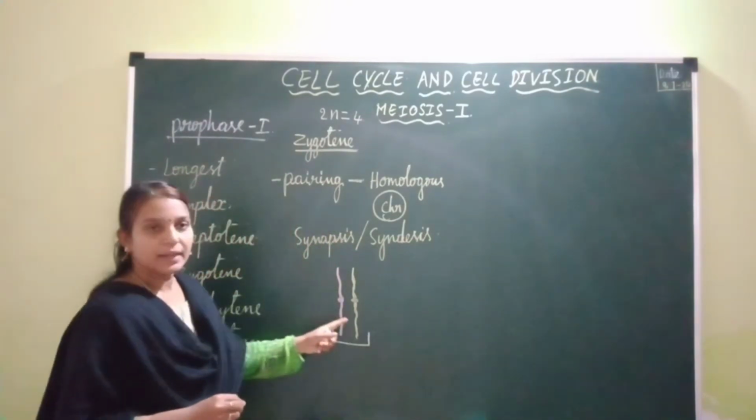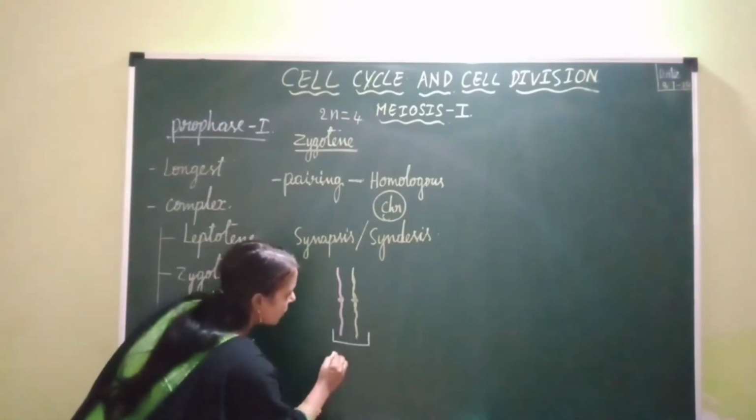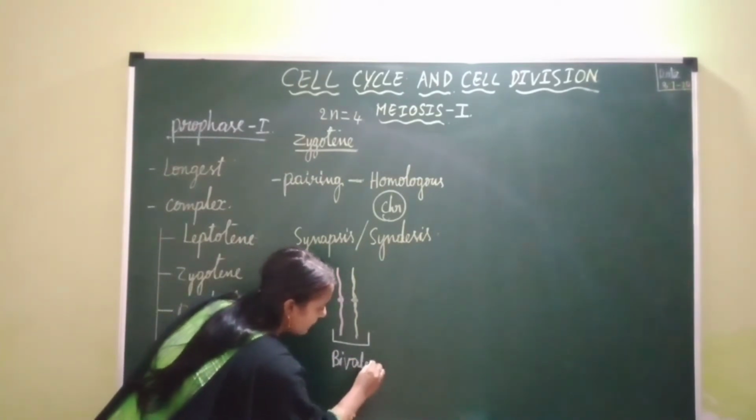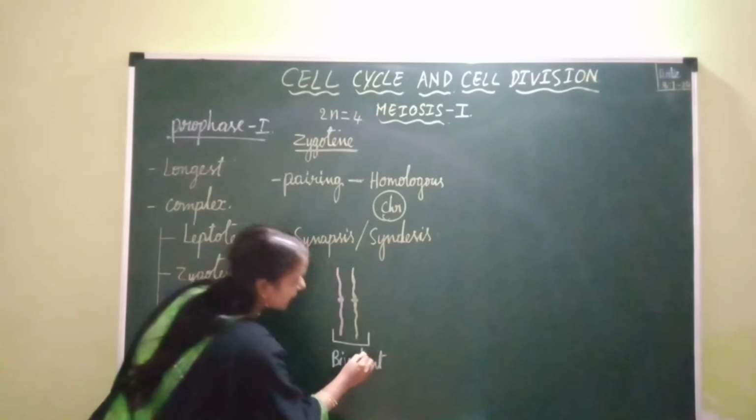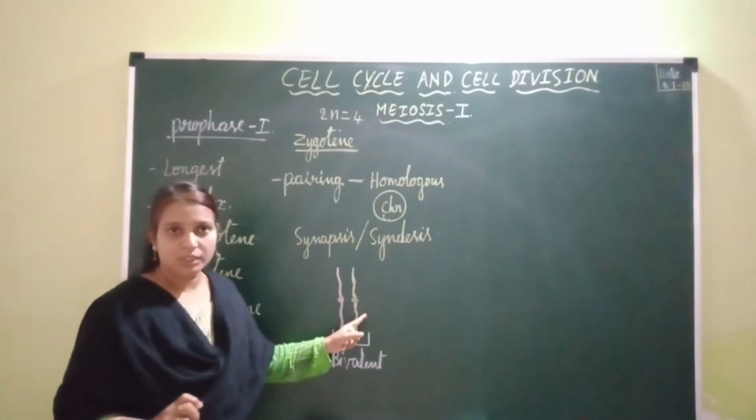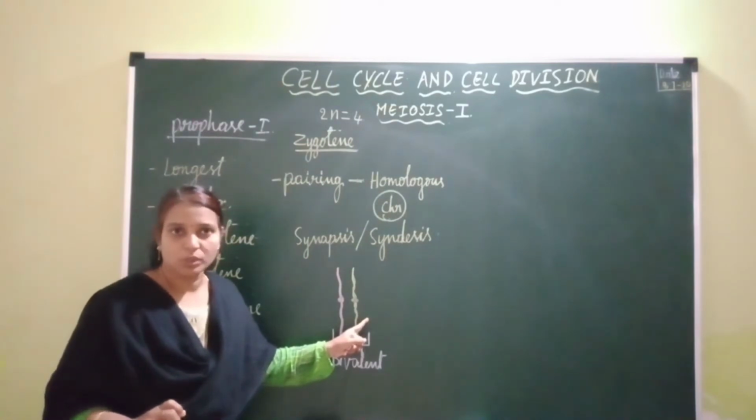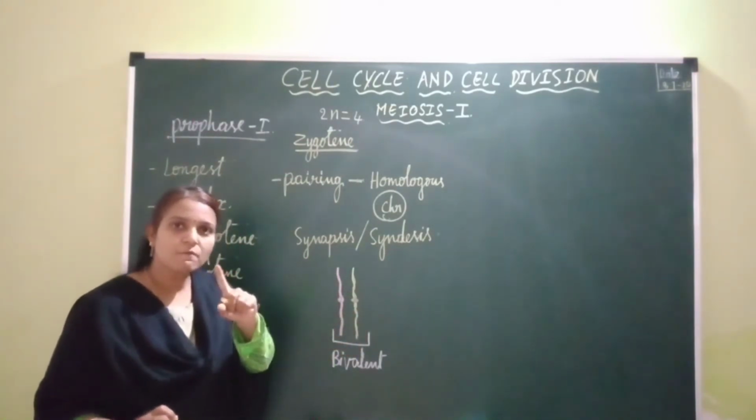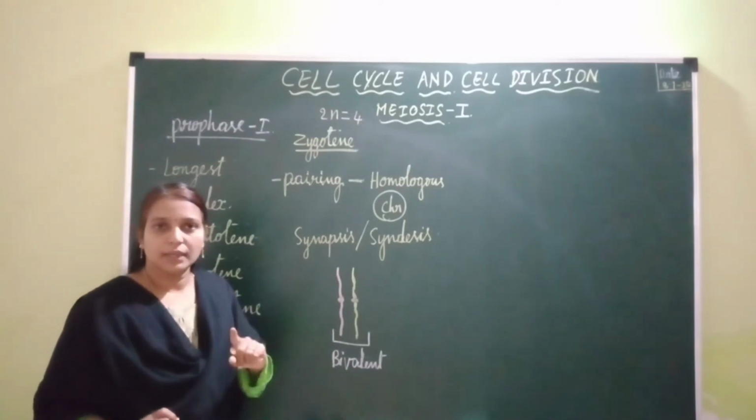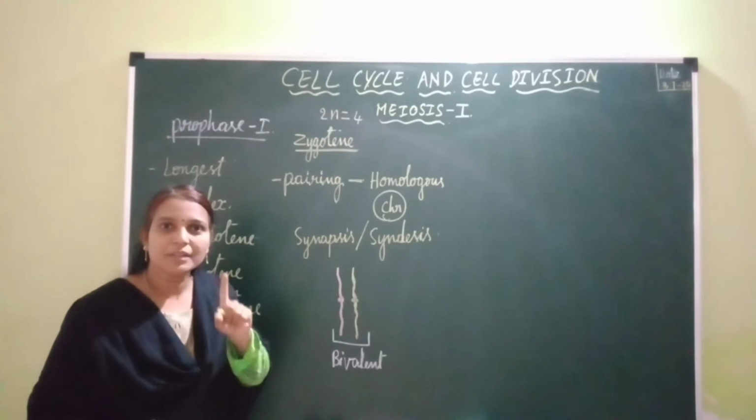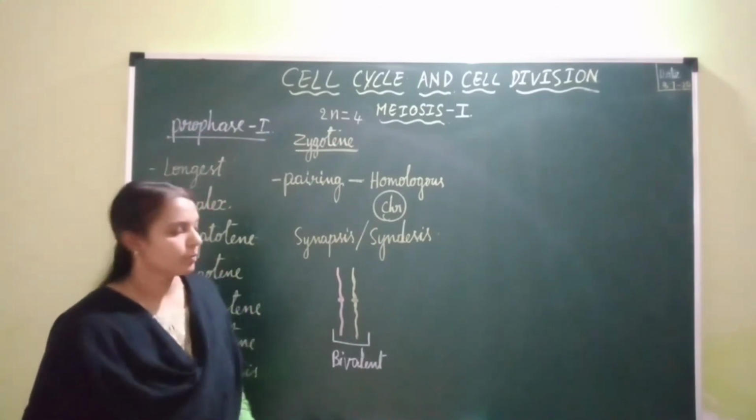So after pairing, they form a structure called a bivalent. This structure is called a bivalent because it consists of two chromosomes. And during the zygotene stage, each chromosome appears to have only one chromatid, but originally each chromosome consists of two chromatids.